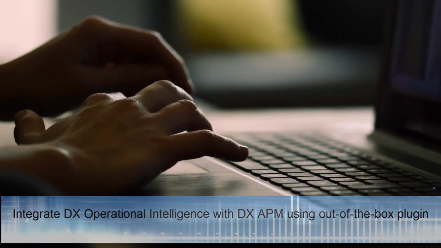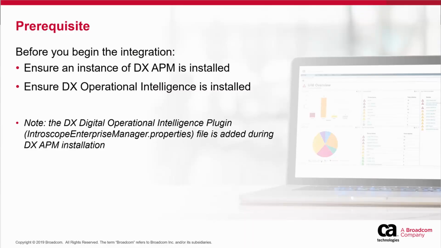Before you begin the integration, ensure an instance of DX APM is installed. Note, the DX Operational Intelligence plugin IntroscopeEnterpriseManager.properties file is added during the DX APM installation. DX Operational Intelligence must be installed to display DX APM data.